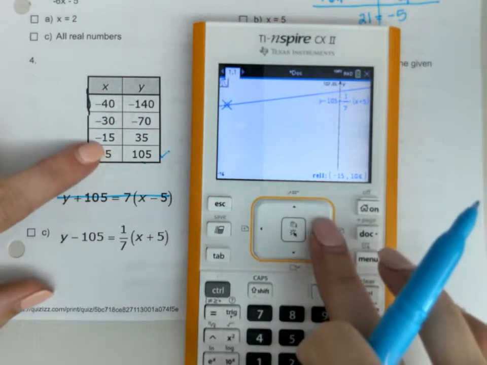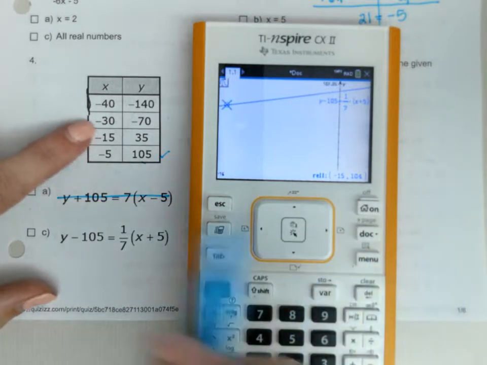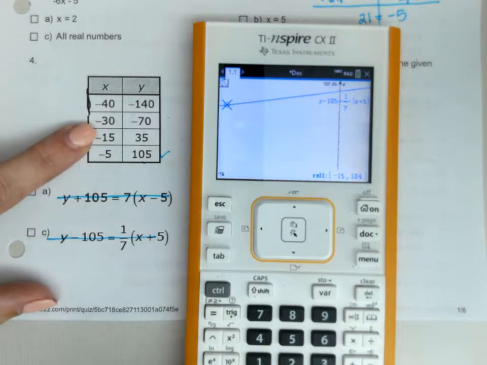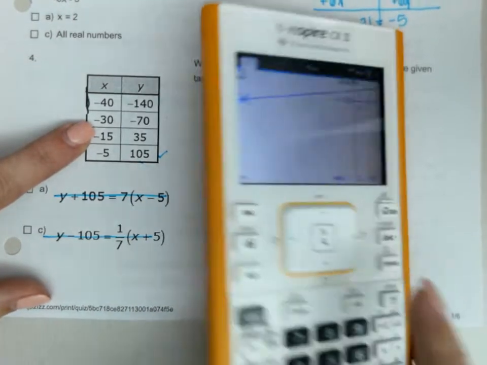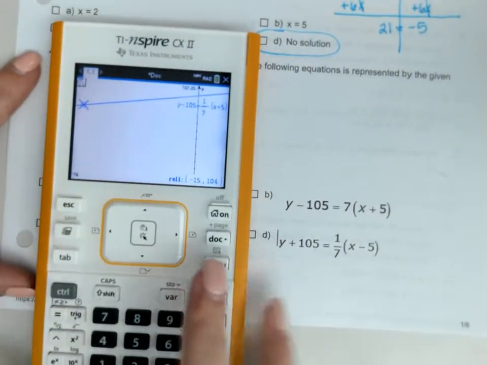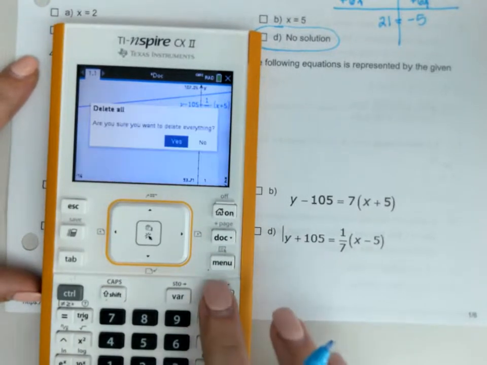Negative 15, negative 10, or positive 104. Nope, that's not it. Okay, so let's try the next equation. So delete this equation.